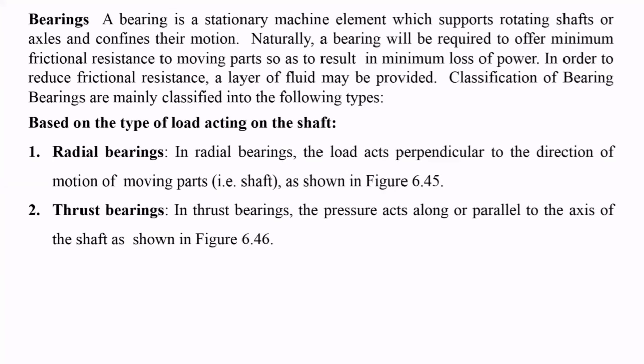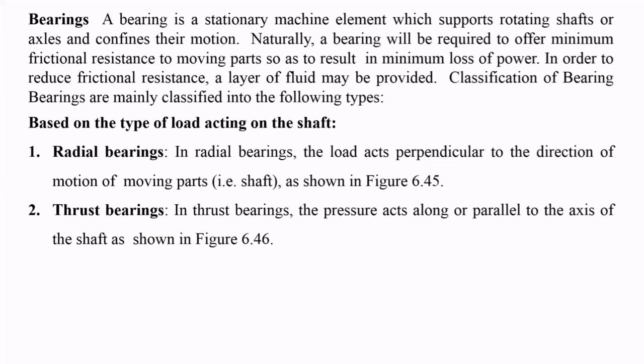Okay, next one is bearings. This is the last topic in mechanical actuating systems. Okay, do you know what a bearing is? A bearing is a stationary machine element which supports the rotating shafts. Bearings are used to support the rotating shafts and axles, and also used to confine their motion. Here the bearing is the stationary element.